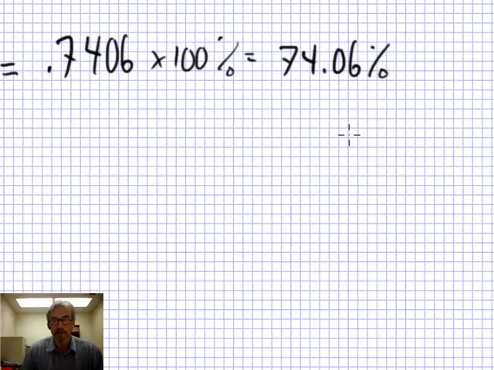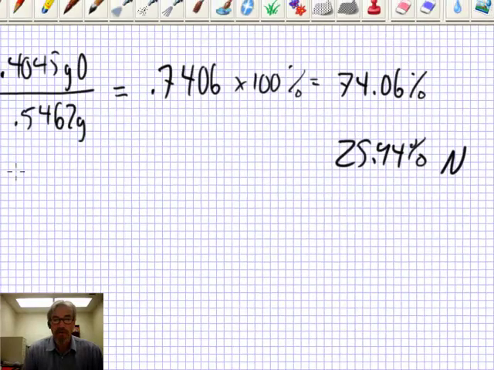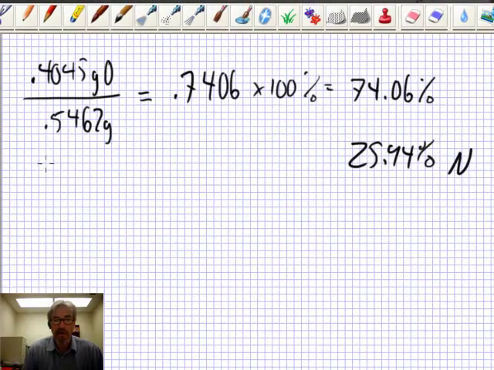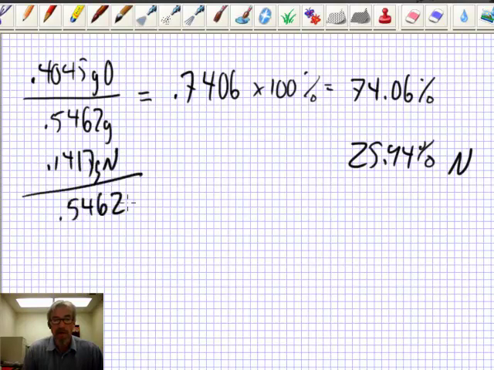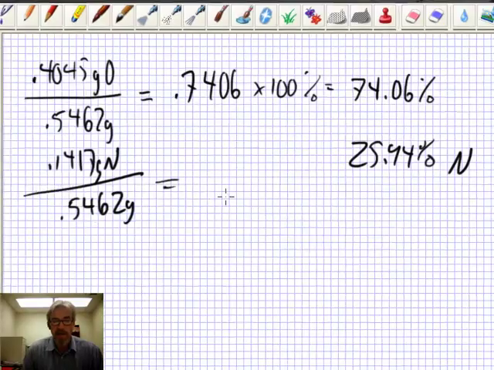That tells me what percent of this compound is oxygen. Since the only other element here is nitrogen, well, the rest of it's got to be nitrogen. So 25.94%, which is 100 minus 74.06, is the nitrogen content. Or alternatively, I could say 0.1417 grams of nitrogen divided by, again, the total, 0.5462 grams, and get myself the same percentage after multiplying by 100.